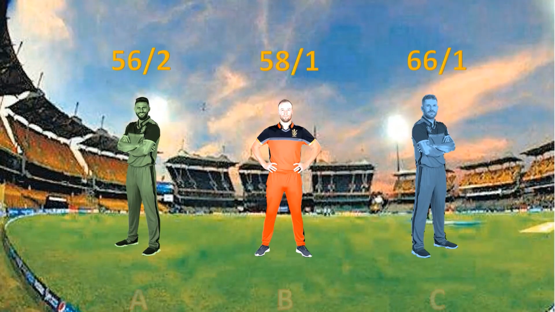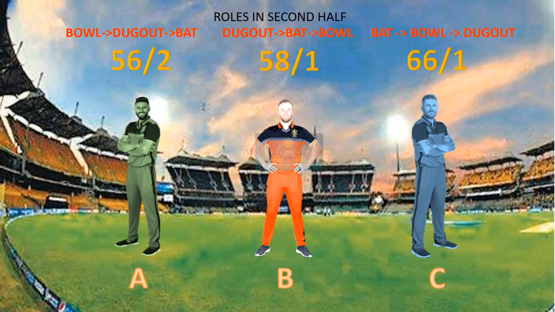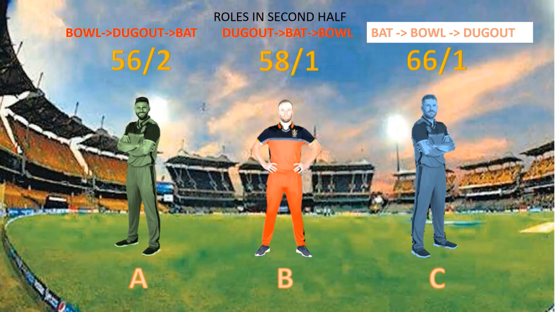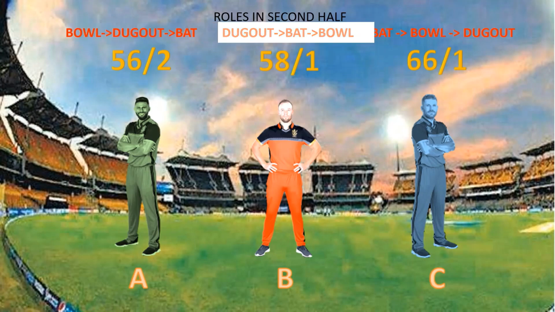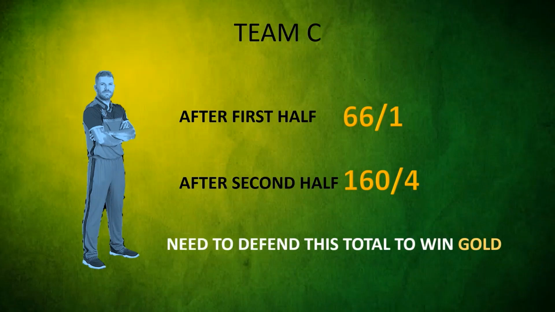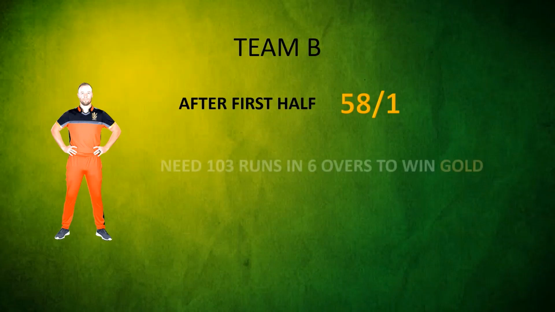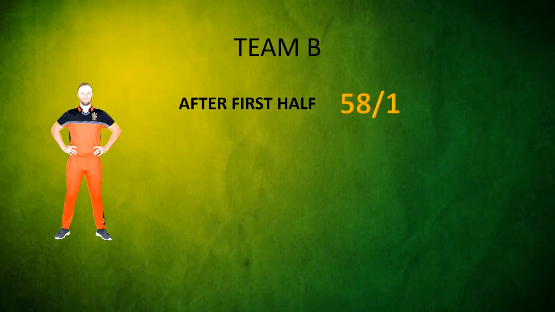Assume that by the end of the first half, the scores of each team are as follows. So in the second half, C bats first, followed by B and A, which means according to this cycle, A bowls to C while B waits in the dugout. This is succeeded by B batting against C, and at the end, B bowls to A. Let's assume by the end of the first 6 overs in the second half, the total score of Team C is 160 for 4. This means Team B, which will be batting next, needs to score 103 runs in their next 6 overs to take their total past C and later defend this by bowling to A.